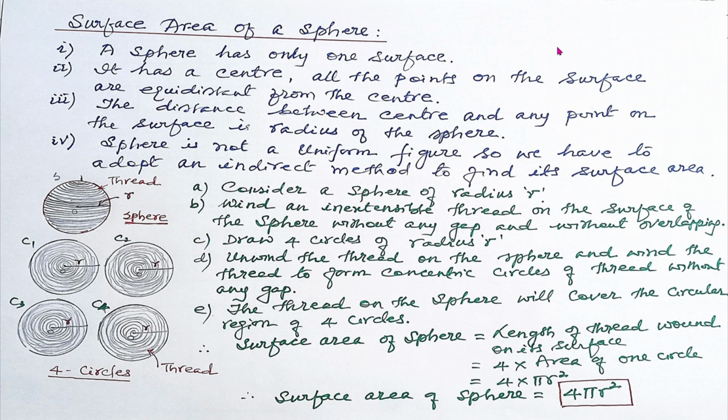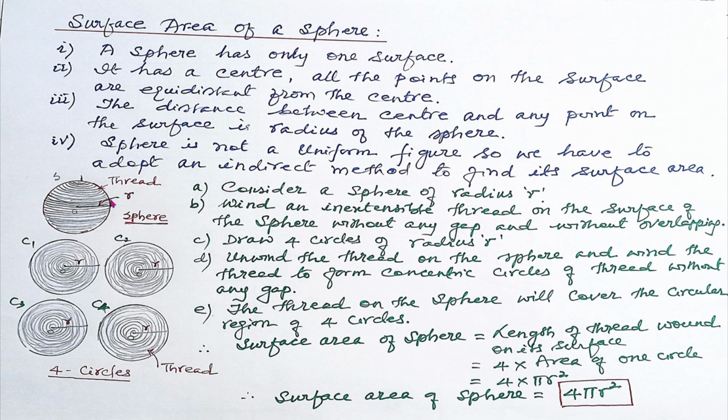Here let us learn to establish, or try to establish, the relation for the surface area of a sphere. As we know, a sphere has only one surface. It has a center. All the points on the surface are equidistant from the center, and that distance is the radius of the sphere, denoted by r. The distance between the center and any point on the surface is the radius of the sphere.